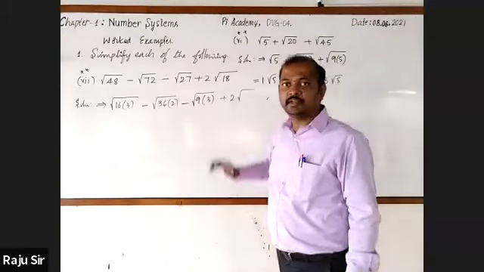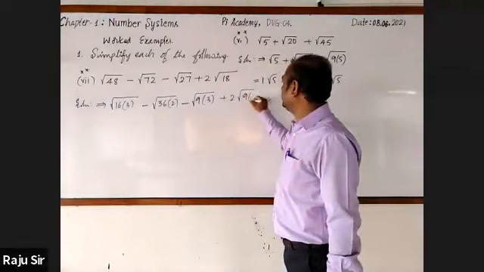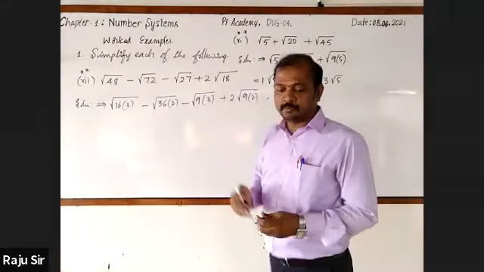How to write square root of 18? 9 2s are 18. Very good. Now please continue.